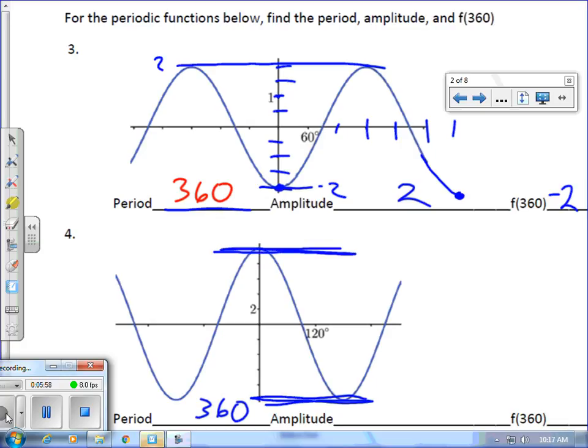How high is this? 2, 4, 6, 8, 10. So -2, -4, -6, -8. So amplitude, 10. F of 360: since the period is 360 and it peaked out at 0, it's going to peak out again at 360, and that was a height of 10.